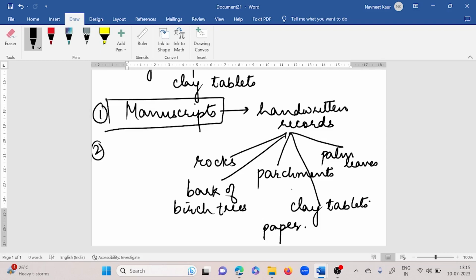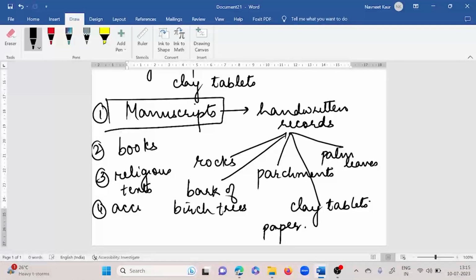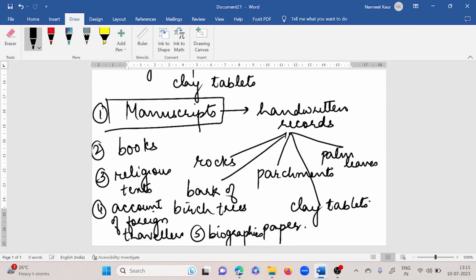Other forms of literary sources that were available to historians was books. Then there were religious texts. Then there was account of foreign travelers, and then there was biographies, right? Even oral history, that is also considered as a record.